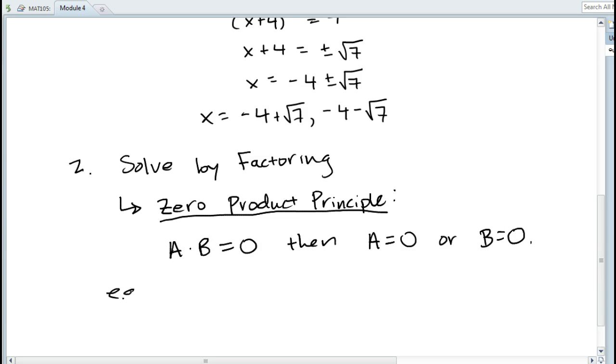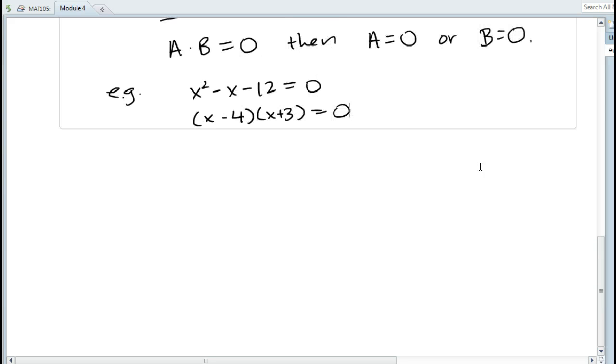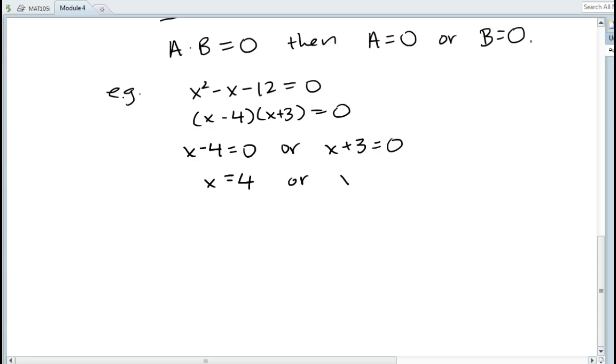So let's say we have something like x squared minus x minus 12 equals 0. Well, we know the left side factors: x minus 4 times x plus 3. And what that means is we have two things multiplied together that equal 0. So we can actually break this complicated equation into two separate easy equations. So x minus 4 equals 0, or x plus 3 equals 0. So this tells me that x has to equal 4, or x has to equal negative 3. And we can use that technique to solve these equations. I'm just going to leave it at that right now, because we'll see some more when we go through the learning guide.